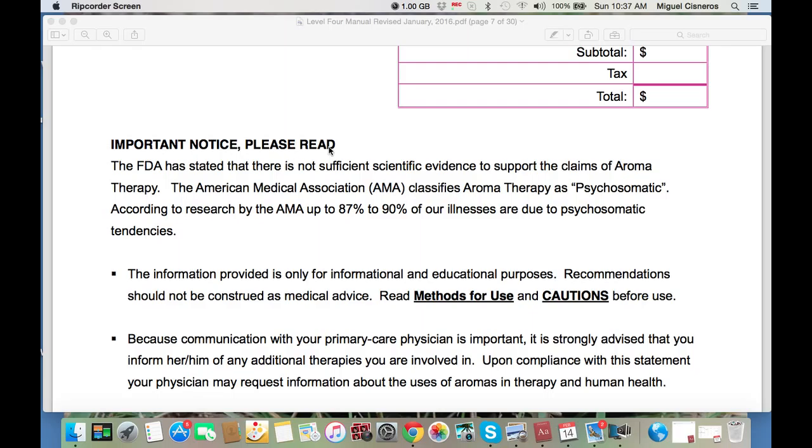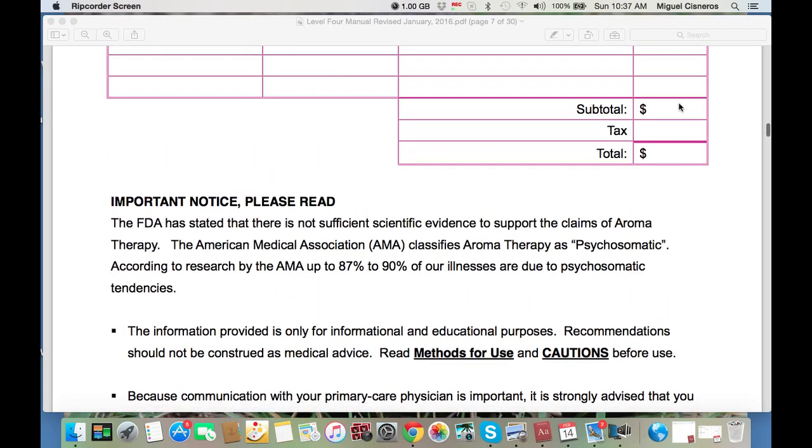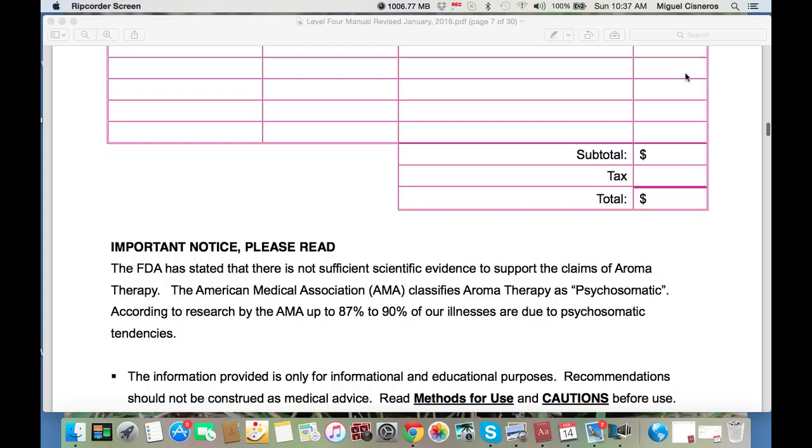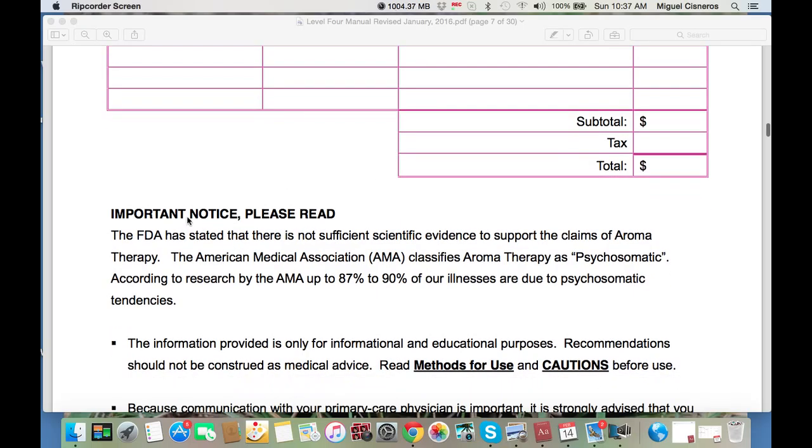Important notice. Please read. By the way, when you charge tax, you're pretty much showing that this is not medication because you're charging tax. That's optional. That's up to you, depending on how you set yourself up business-wise. For that, you talk to an accountant. The important notice, please read.